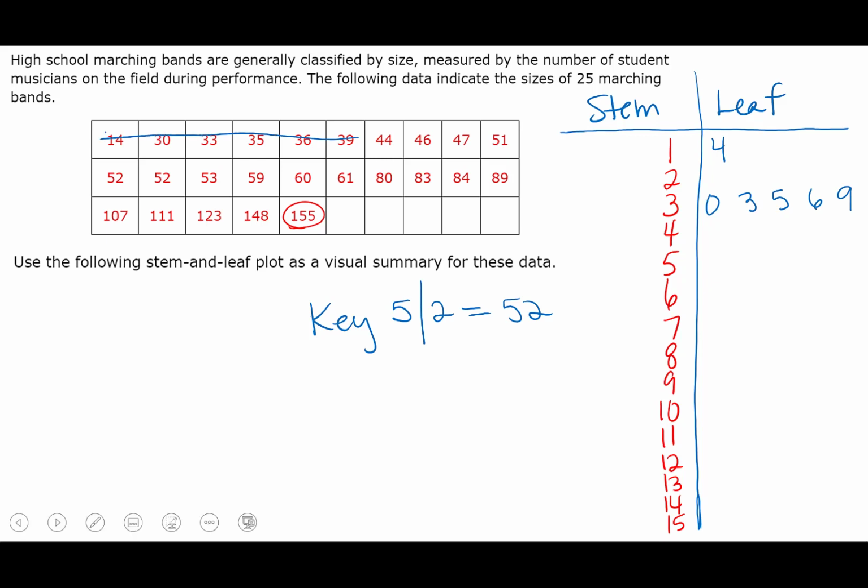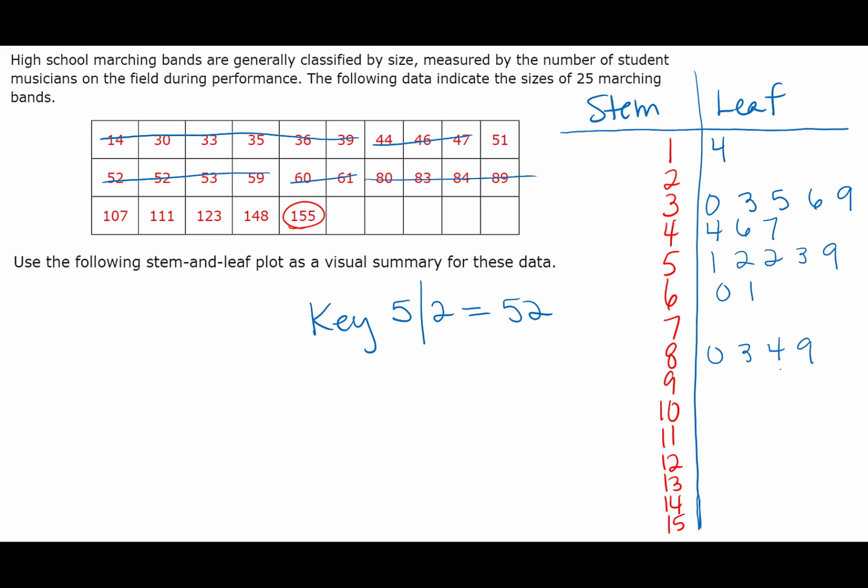Now we'll do the stem of 4. It has leaves of 4, 6, and 7. The stem of 5 has leaves of 1, 2, and another 2. We have to write both of them, then 3 and 9. So our 50s are done. A stem of 6 has 0 and 1. There are no numbers that have a stem of 7, so we'll move on to a stem of 8, and we do have the leaves 0, 3, 4, and 9.